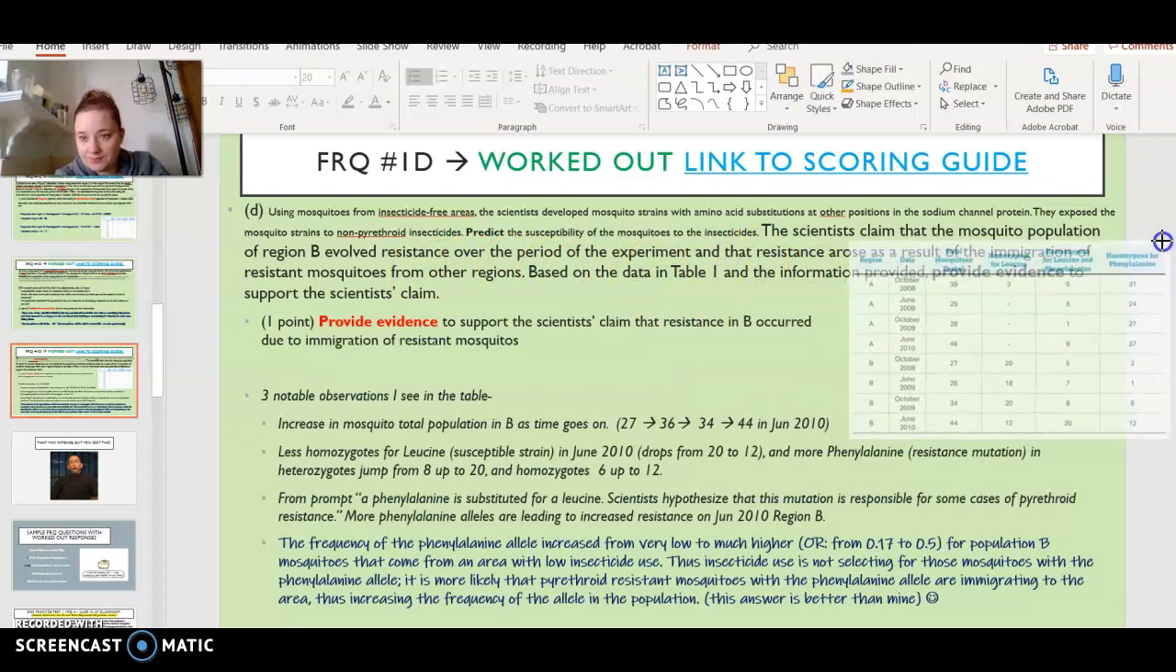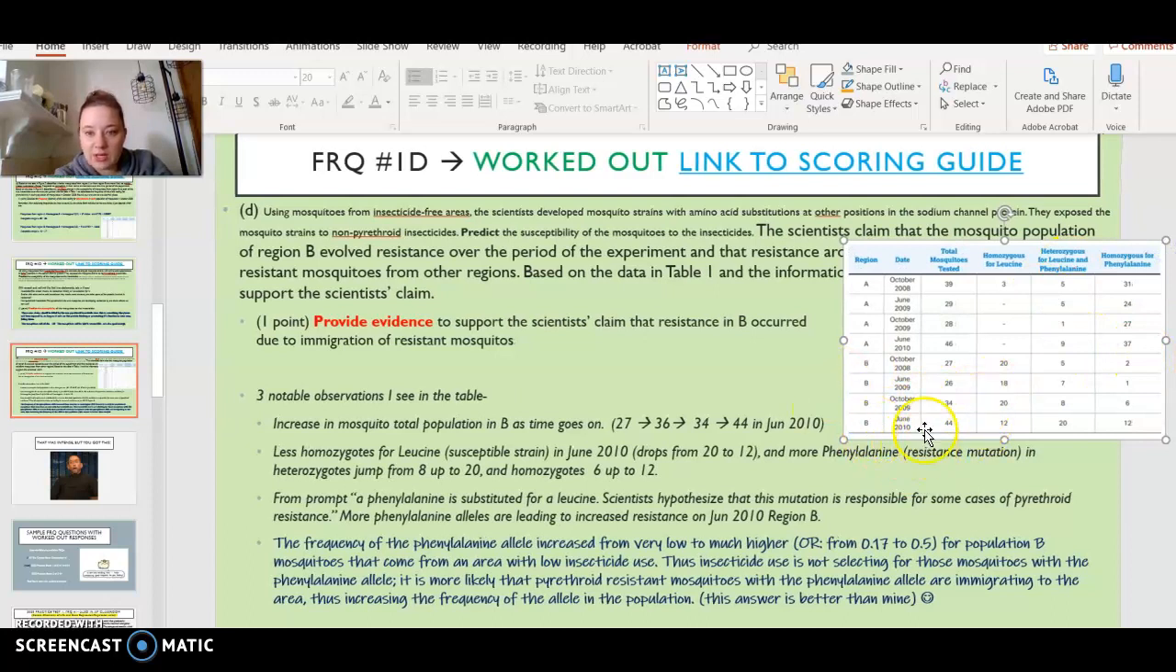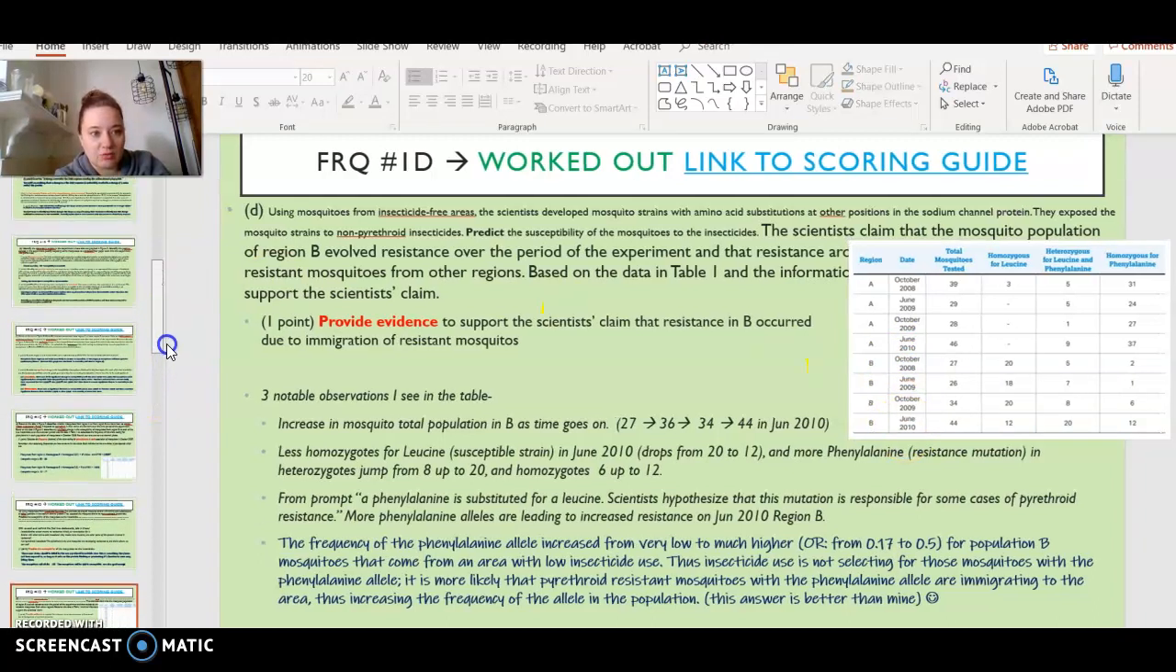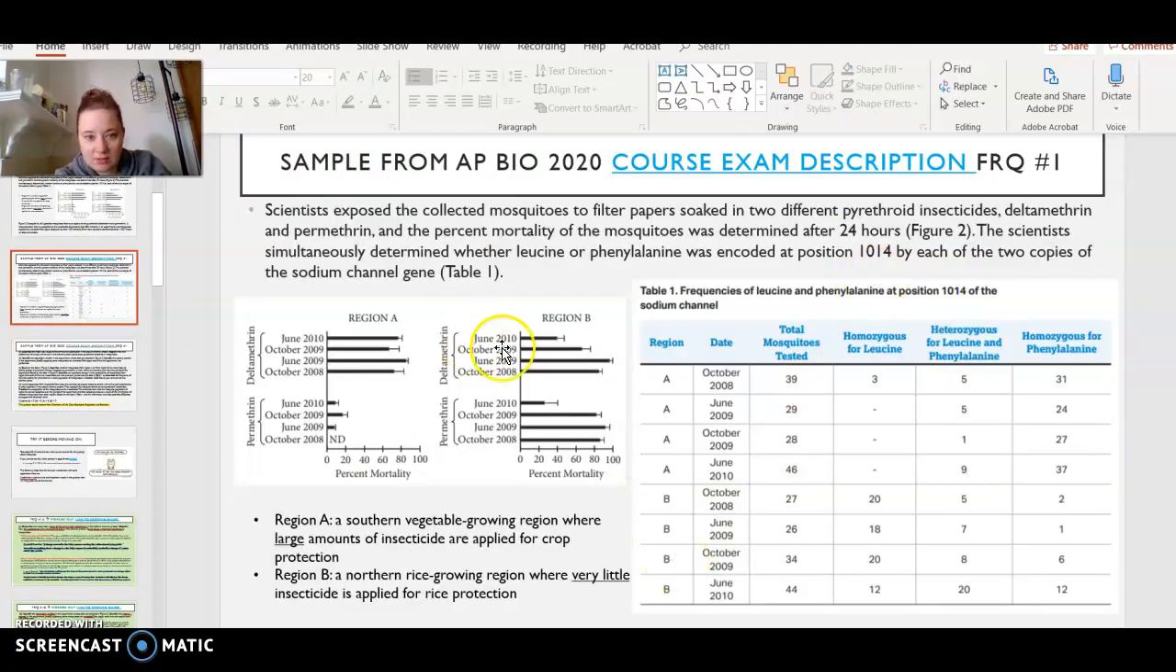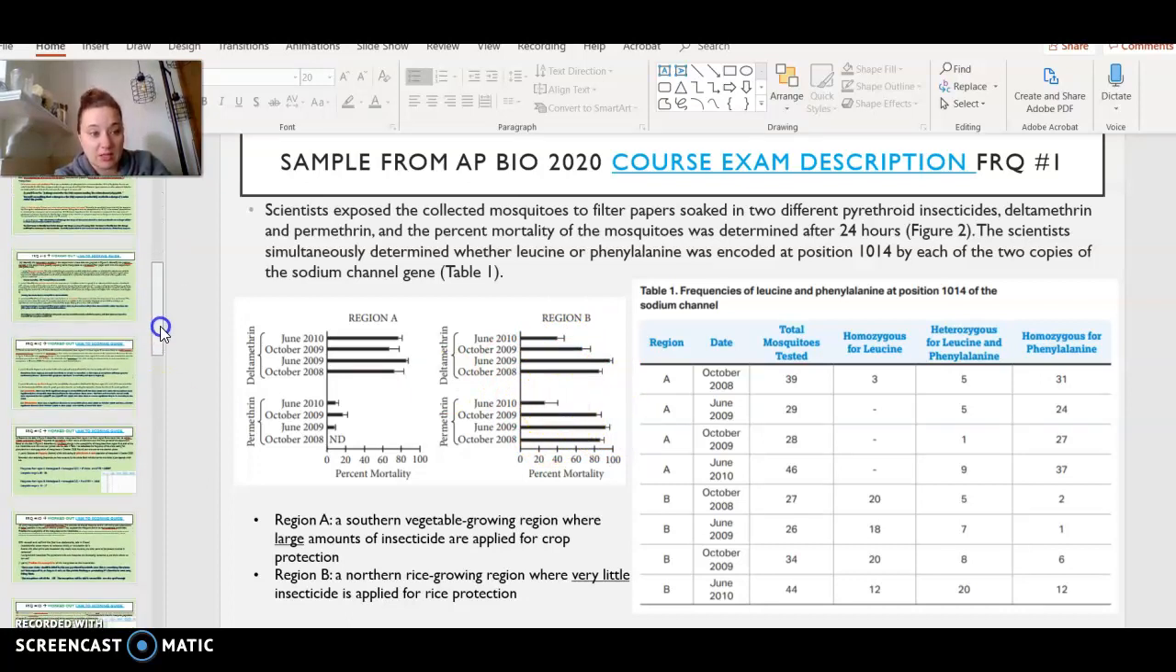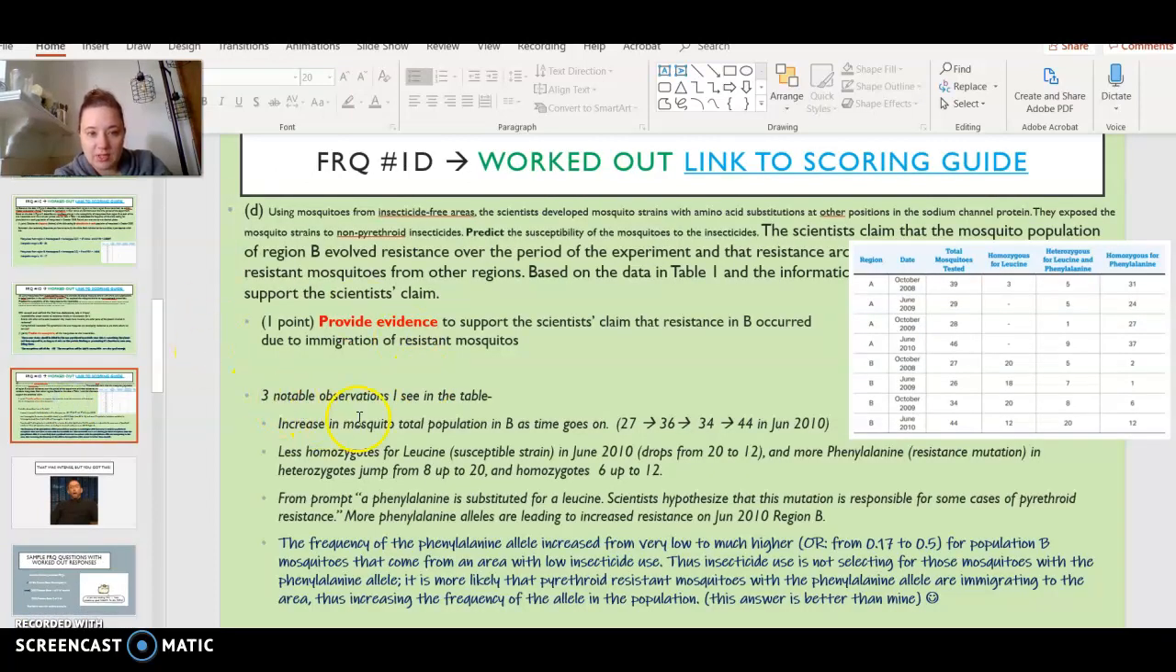Let me make this a little bit bigger. Observations that I see in region B. So time going down here, right? 2008, then 9, 9, and 10. And keep in mind that the graphs sort of went opposite of that. Region B, if you go down, it's like going back in time. So we see, yeah, there is indeed a drop in death of mosquitoes in June 2010. So what is our evidence supporting that? How could we link this to immigration of new resistant mosquitoes? So it's 3 things that I saw in black, and then the AP's answer down here in blue.